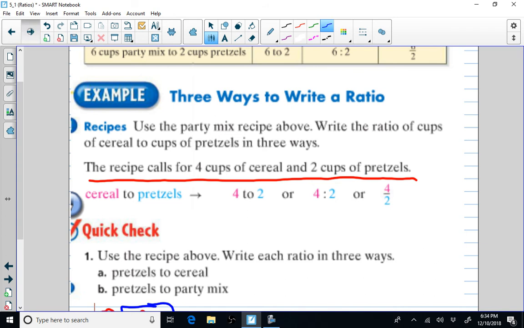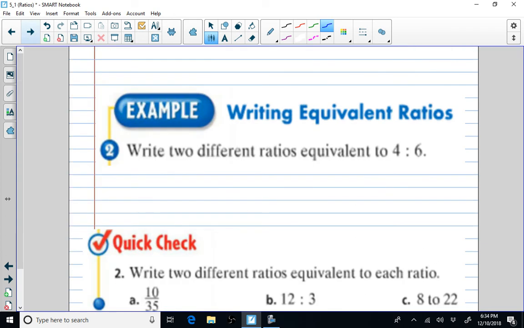Next example. When we're writing equivalent ratios, I can write an infinite amount of equivalent ratios using multiplication or using division. So let's take a look at 4 to 6. That's our first ratio that we're given. I can use division to write an equivalent ratio as long as I divide both the numerator and the denominator by the same non-zero number, according to our definition for equivalent ratios from our first slide.